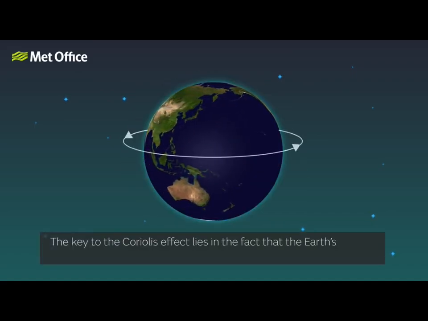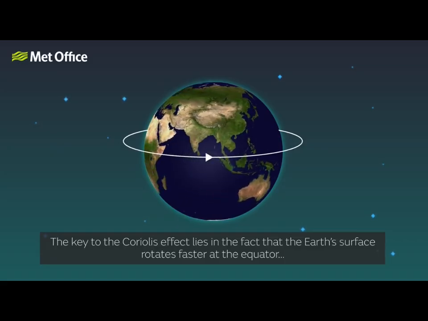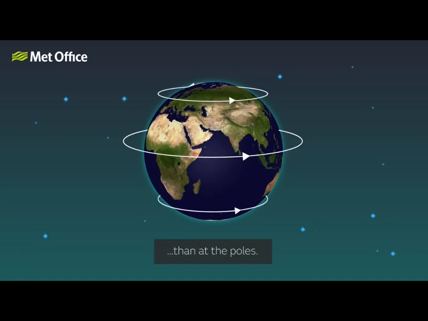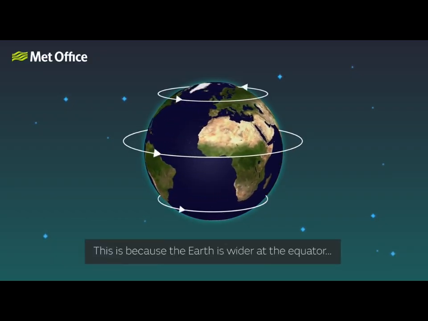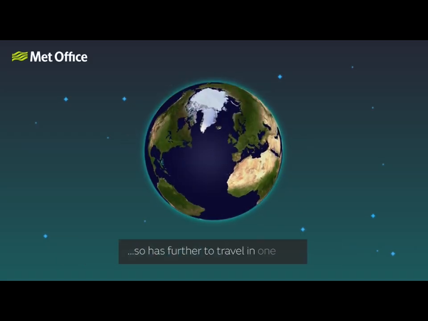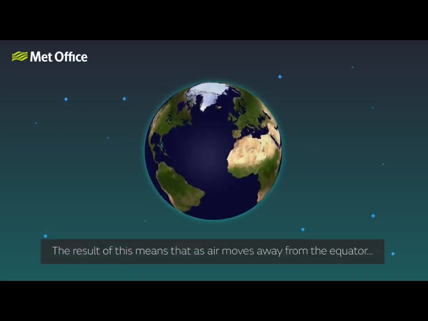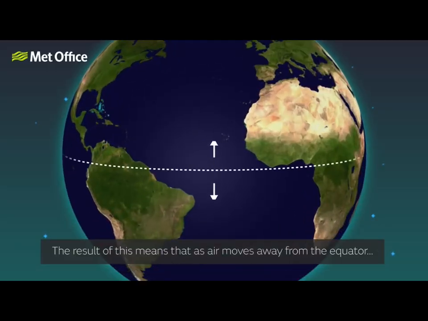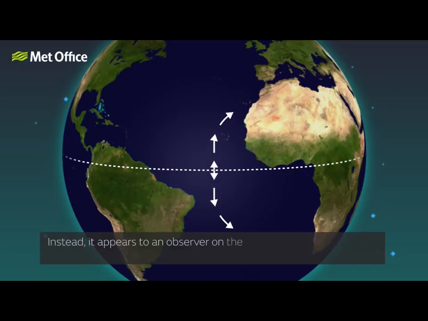The key to the Coriolis effect lies in the fact that the Earth's surface rotates faster at the equator than at the poles. This is because the Earth is wider at the equator, so has further to travel in one day. The result of this means that as air moves away from the equator, it doesn't move in a straight line relative to the Earth's surface. Instead, it appears to an observer on the ground to move in a slightly curved direction.